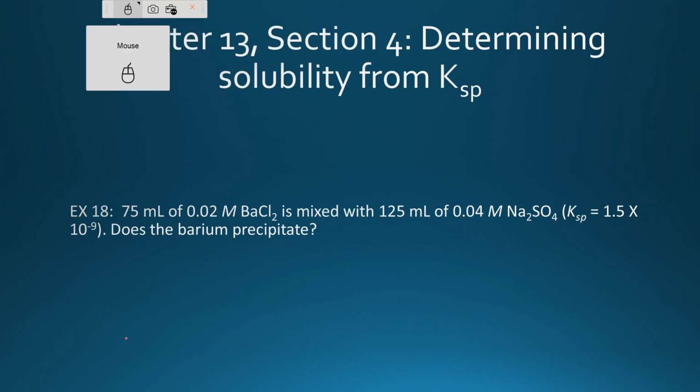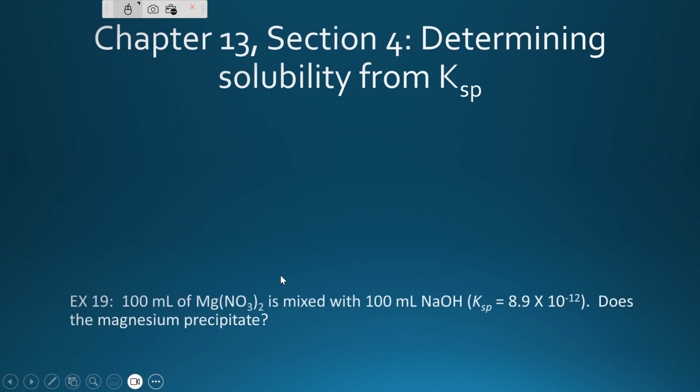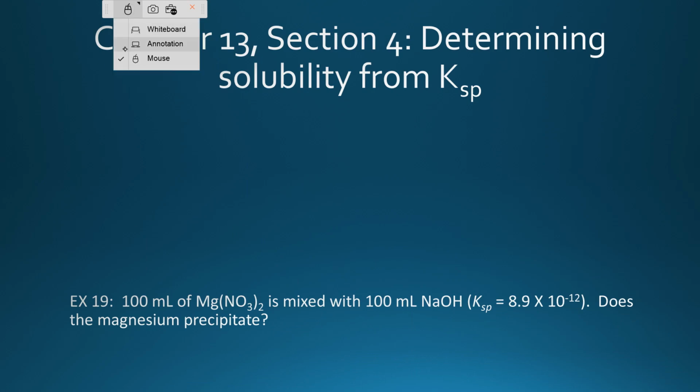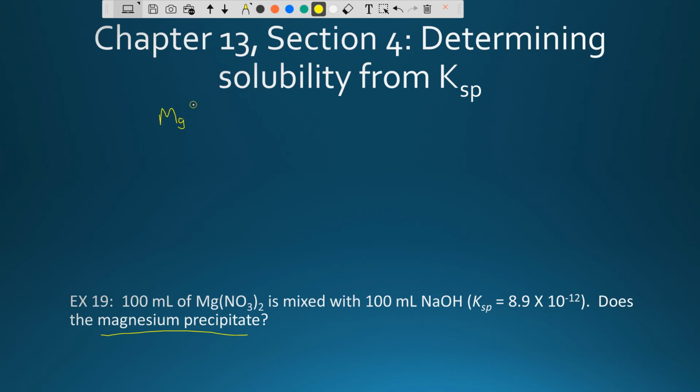So let's take a look at one more problem with that, a little bit more complicated in determining that Q value. Now make sure that you do answer the question yes or no, but also back it up with the math. So let's take a look one more time. Very similar type of problem. This time we're asking, does the magnesium precipitate? So I'm going to be mixing my magnesium nitrate, Mg(NO3)2. Magnesium has a 2+ charge, nitrate has a 1-. And I'm going to mix that with sodium hydroxide, 1 and 1.